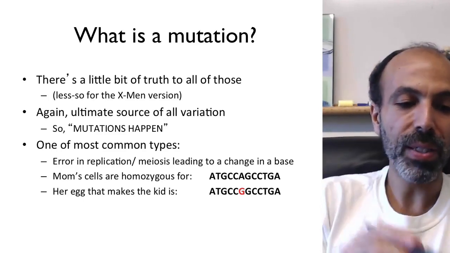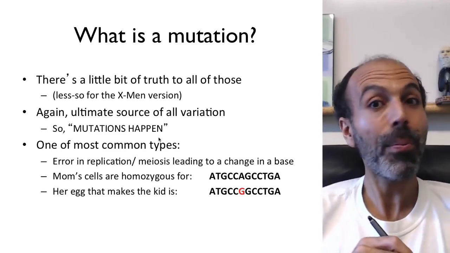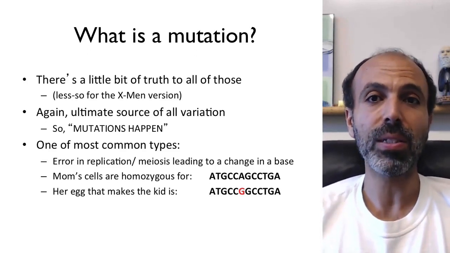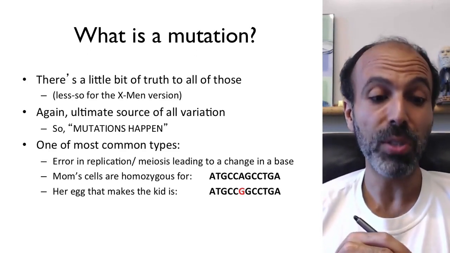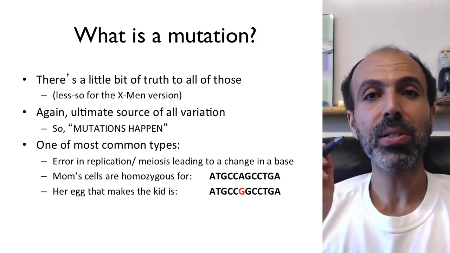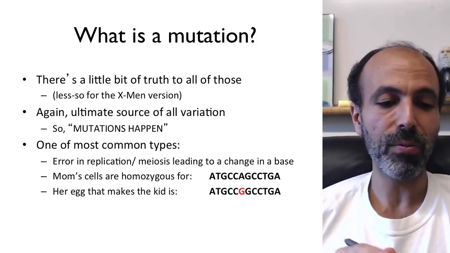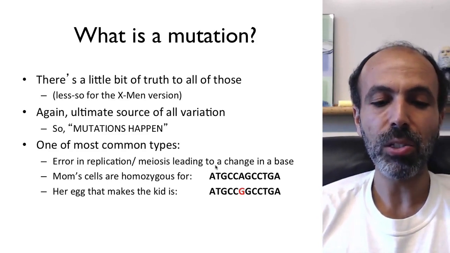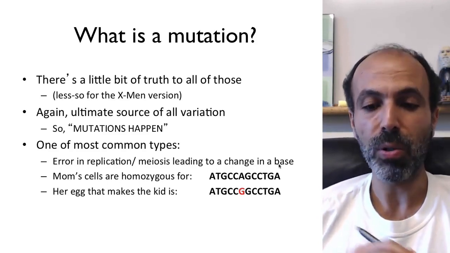Okay? So you can think of it this way, that mutations happen. And they happen a lot. They happen far more frequently than you may guess. And you'll see in a subsequent video we'll talk about mutation rates. Now, one of the most common types that we'll focus on for this is an error in replication or in meiosis that leads to a change in a base, or a nucleotide.